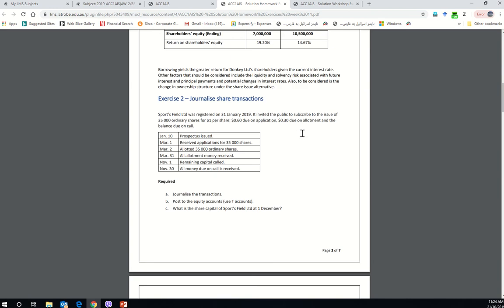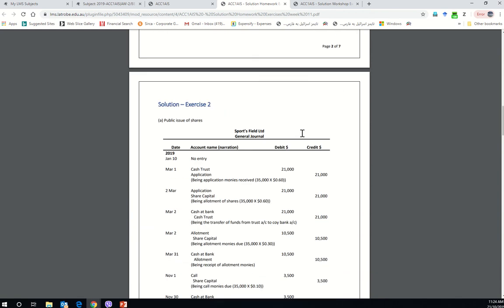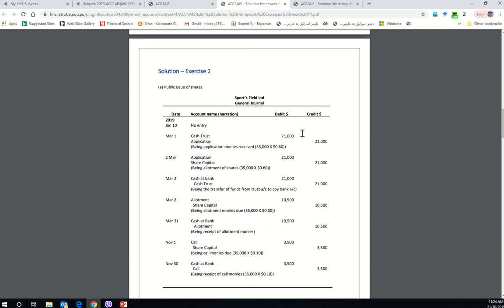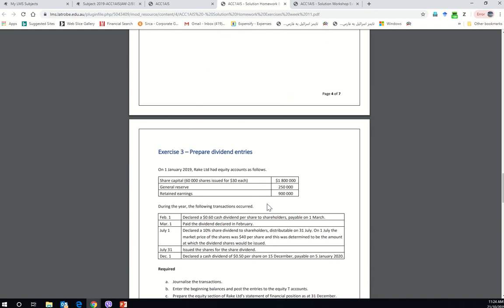Now for share transactions, again, we reviewed preparation of the share transactions. Usually when the company is issuing share to the public, we have 3 stages: application stage, allotment or issue of share to the shareholders, and then making a call for the remaining capital. So we discussed that in the class. And then finally preparing dividend entries.